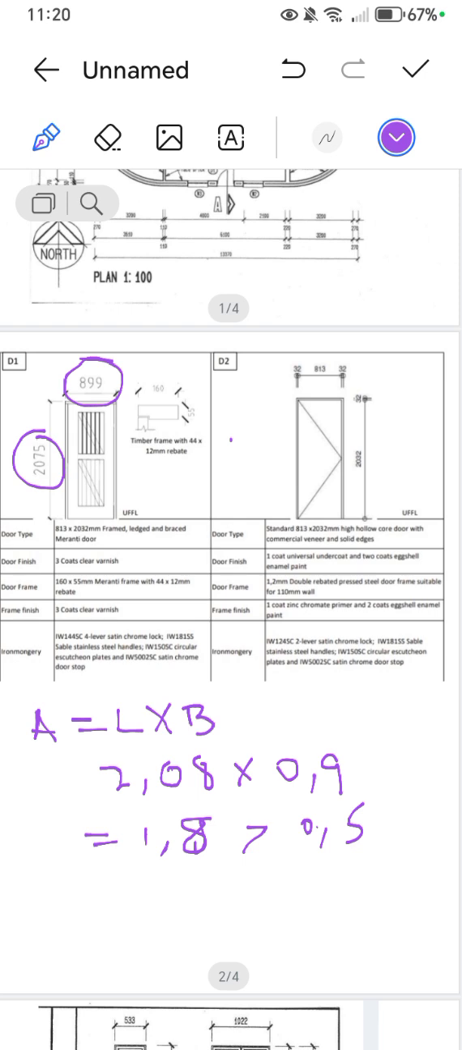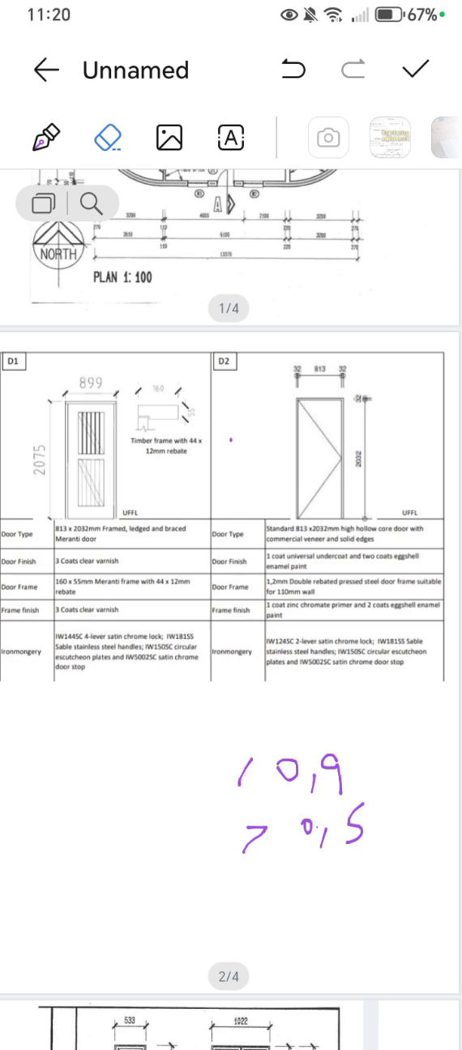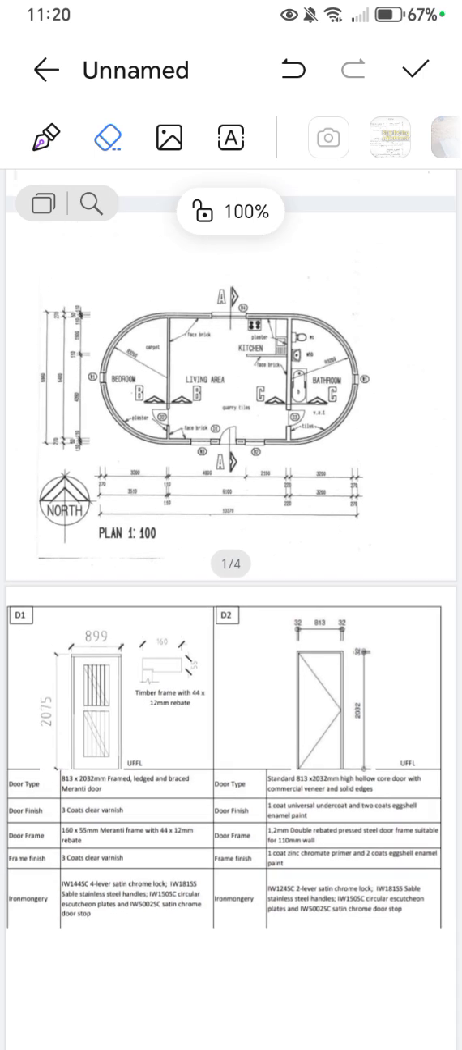Then you're going to check for this one. It will also be definitely greater than 0.5. So it means in both cases you would have to do your deductions for those doors when you are doing your paintings. But for the painting calculation, I think we're just going to do its own separate video.